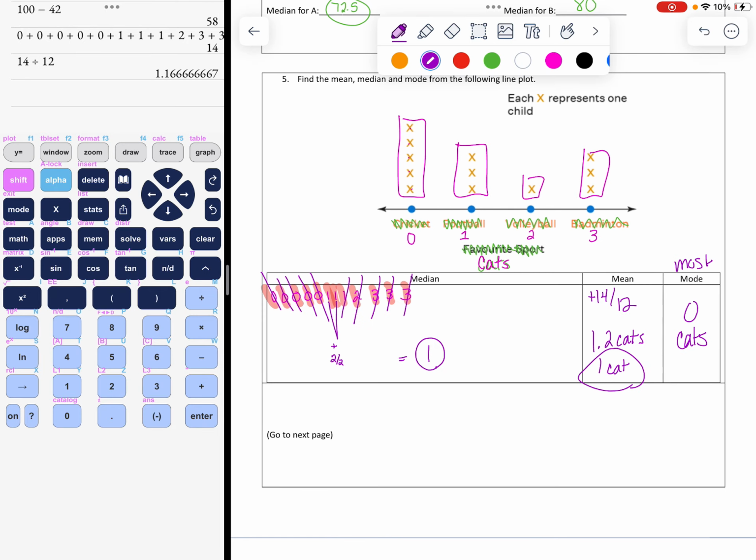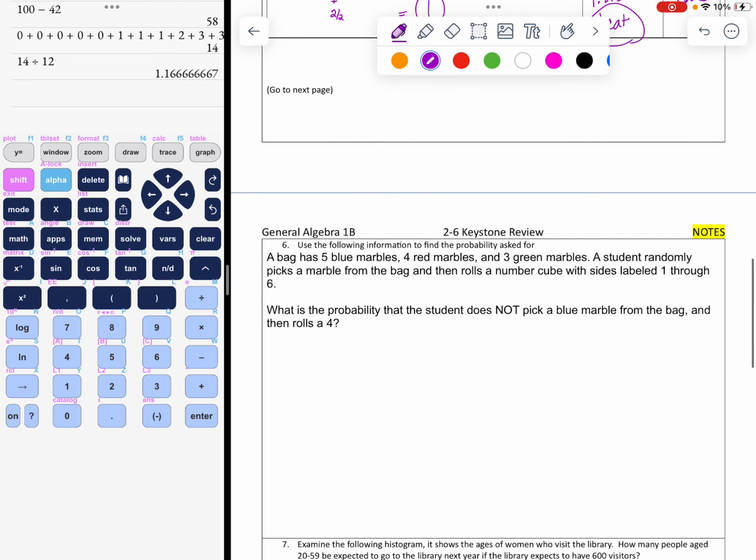Number 6, use the following information to find the probability. A bag has, I'm going to color code this, 5 blue, 4 red, 3 green, and a student, oh, they are loud. A student is going to pick a marble from the bag and roll a number cube with sides 1 through 6. So we're going to pick a marble and roll a number cube.